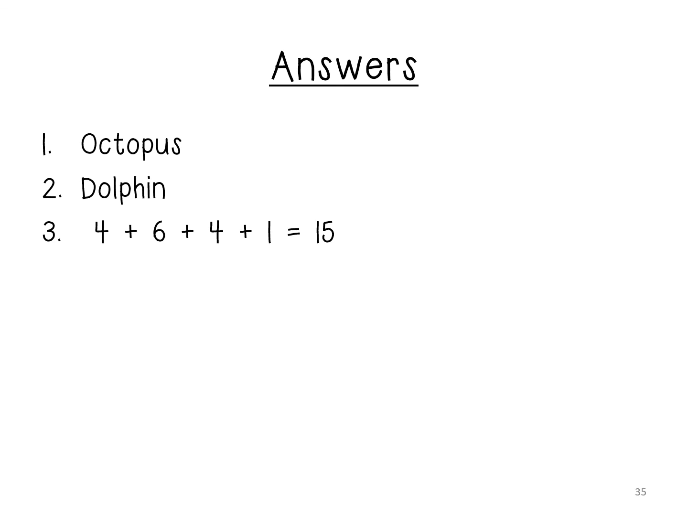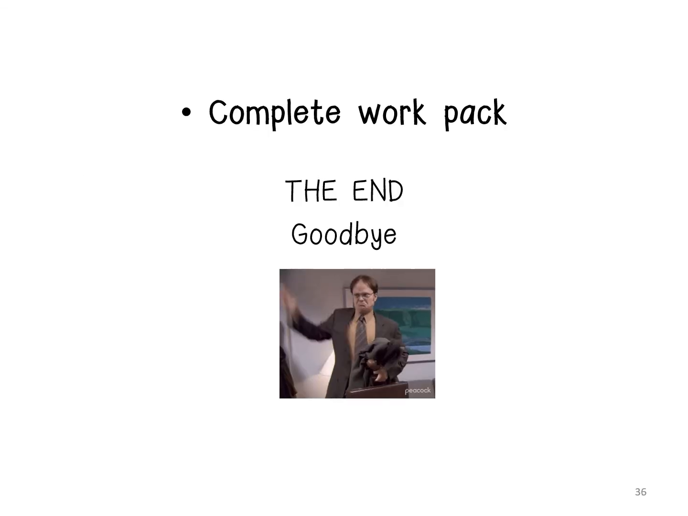So we had 4 sharks, 6 dolphins, 4 crabs and 1 octopus. That is equal to 15. That's how we got our answer 15.